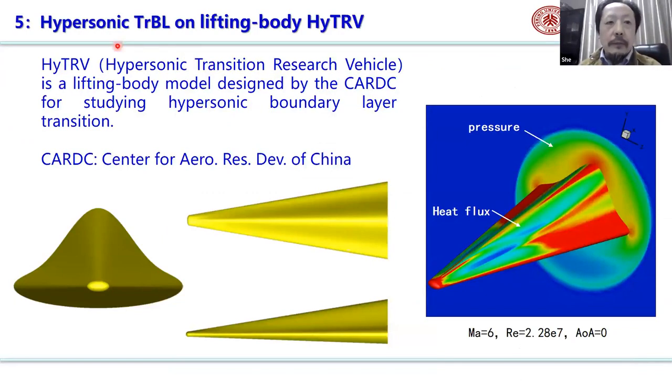Finally, there is a hypersonic boundary layer on a lifting body called the hypersonic transition research vehicle. And this is by CRDC. CRDC is the Center for Aerospace Research and Development of China. And this is the model. And this is for the zero attack angle.